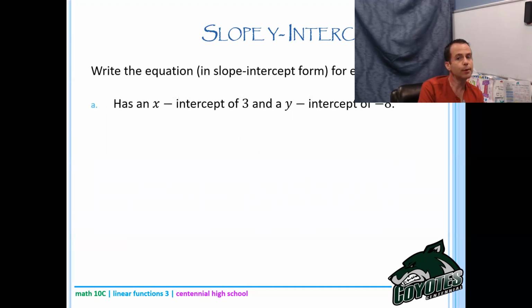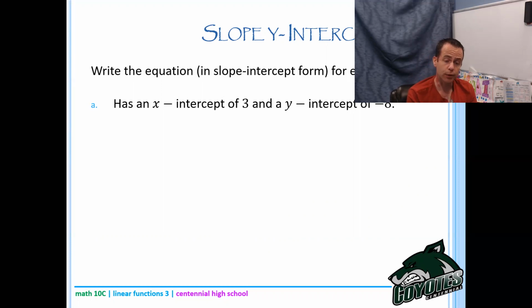Okay, so write the equation in slope-intercept form for each. I have an x-intercept of 3 and a y-intercept of -8. Now I gave you the y-intercept, that's at -8. So that's your b value. You know your b value will be -8. I did not directly give you the slope here though. So what you have to do is find the slope.